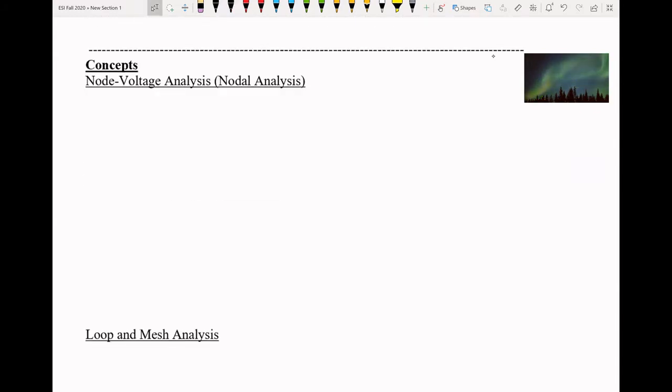All right, so our first one we're going to look at is called node voltage analysis, or nodal analysis. And as the name implies, you're going to need a node for this. What we're going to do is take the currents, pick a point where they meet, and sum our values up. Okay, so let's see what that looks like.